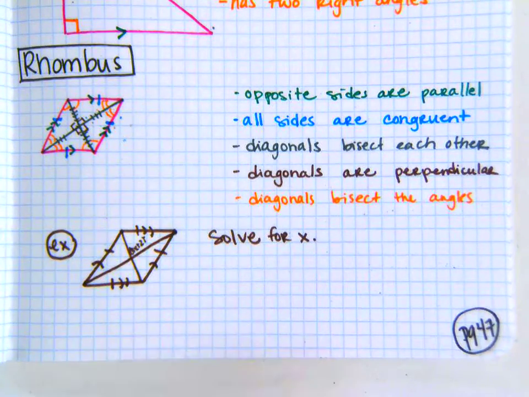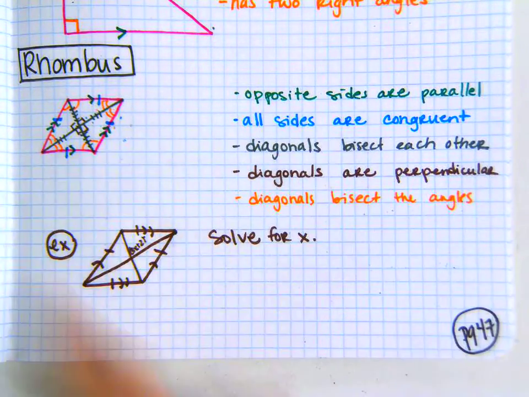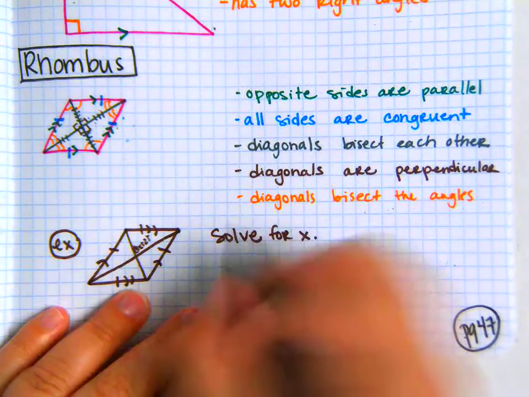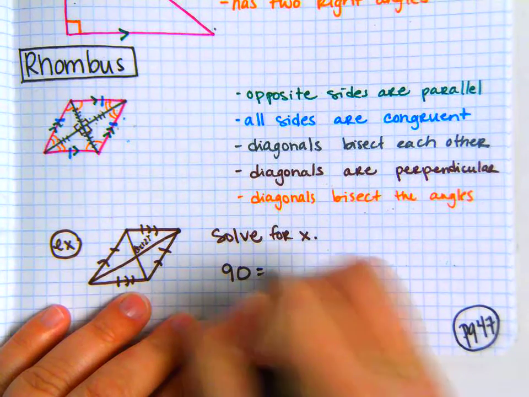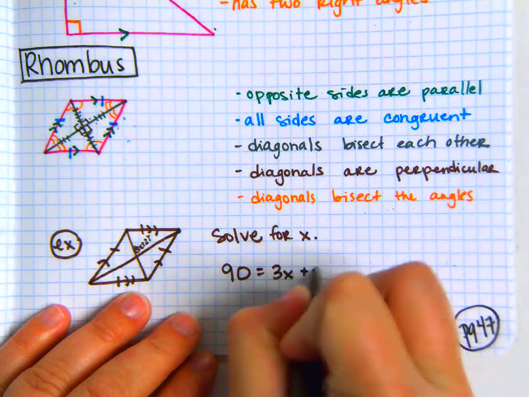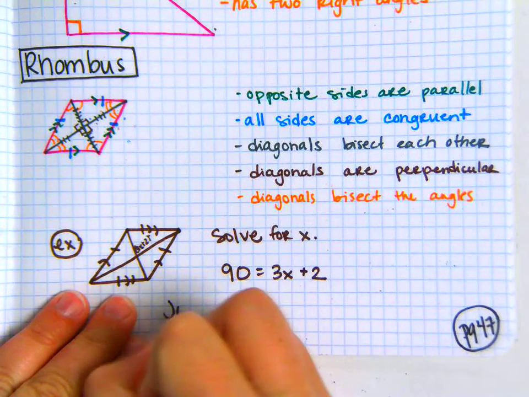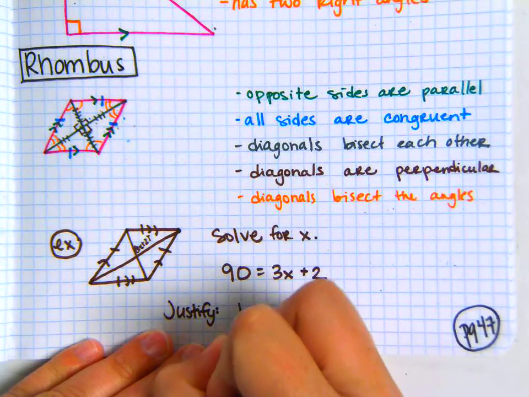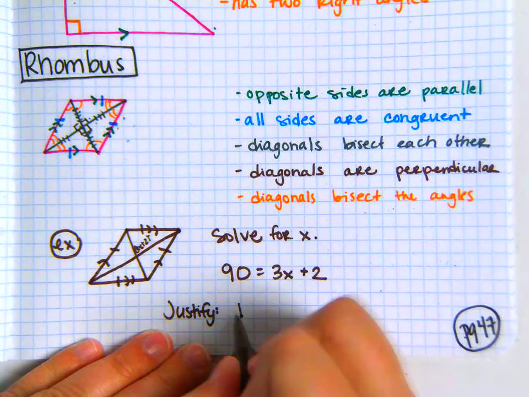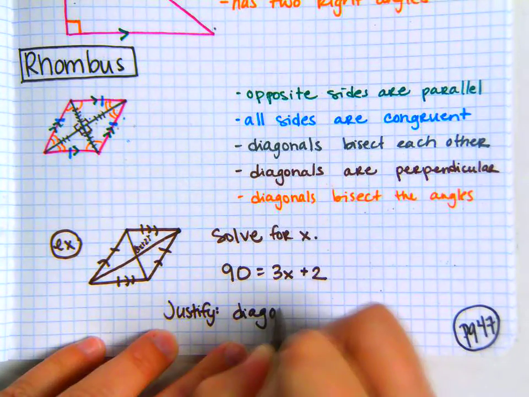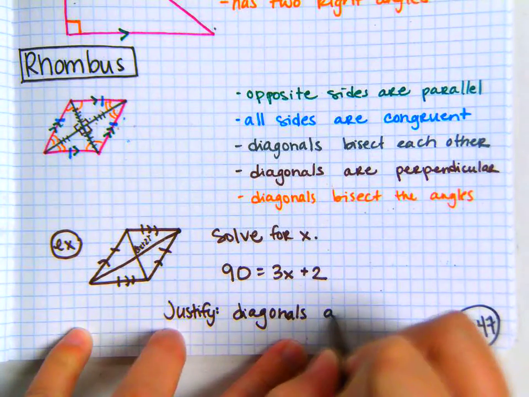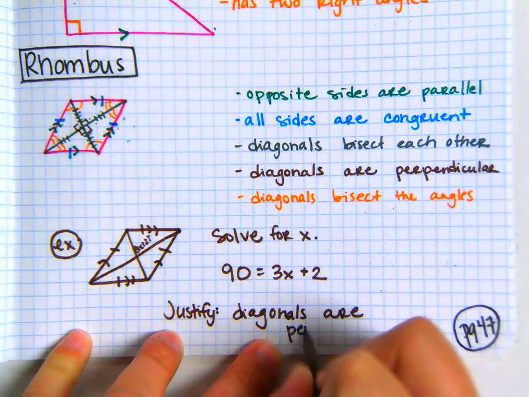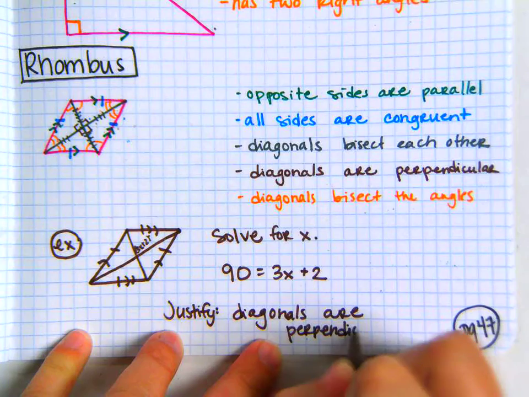Now to do that, and looking at our properties, you know that that's 90 degrees. So you would just say 90 equals 3x plus 2. And our justification would be that the diagonals are perpendicular. And that's how we know that we can set that equal to 90.